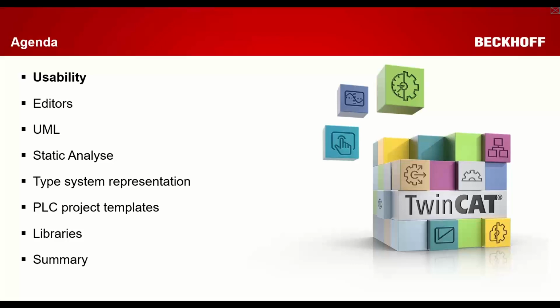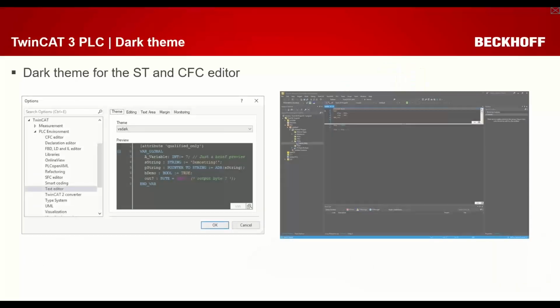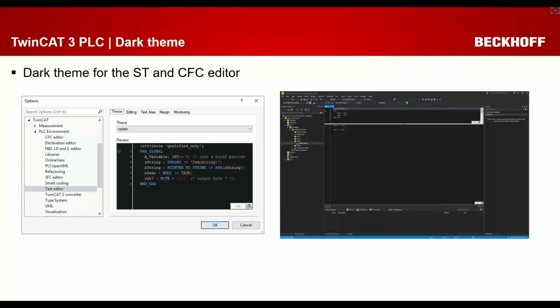I would like to start with the usability and with the dark theme, which is going to be available in Build 4026. As you can see in the screenshots, you can easily change the theme within the TwinCAT options, and then you have an overall dark theme available in Visual Studio.